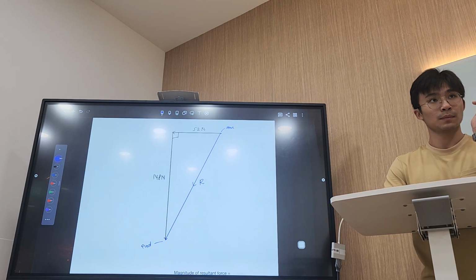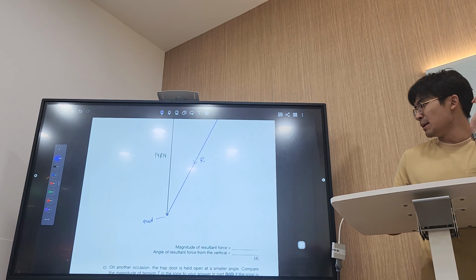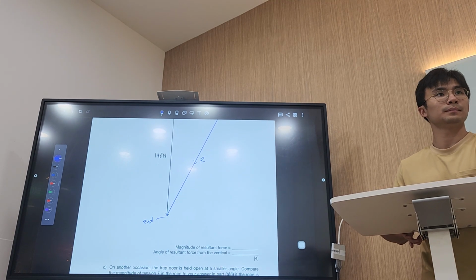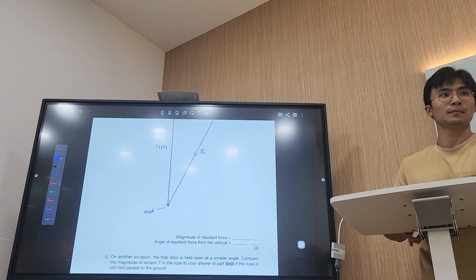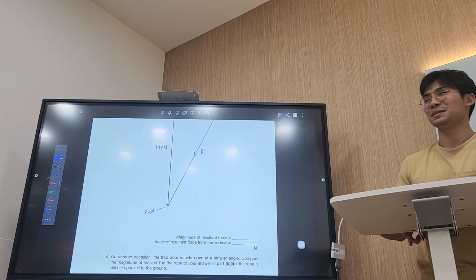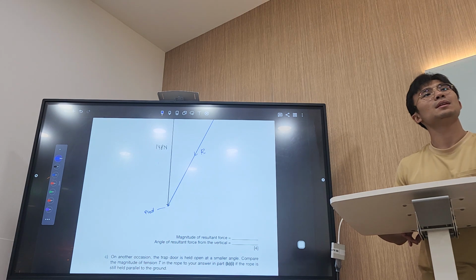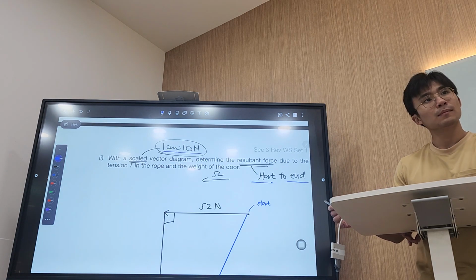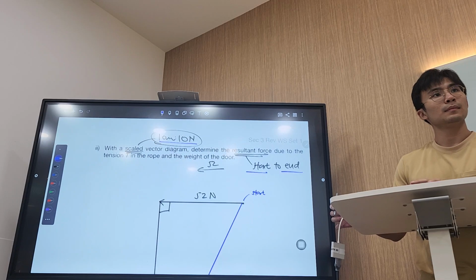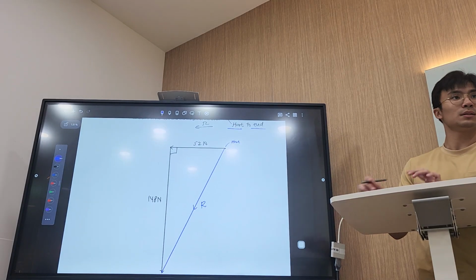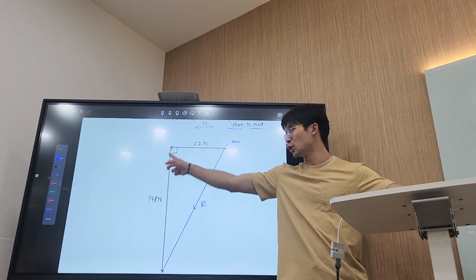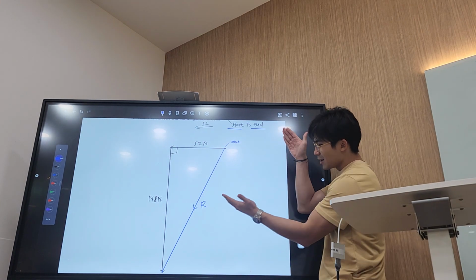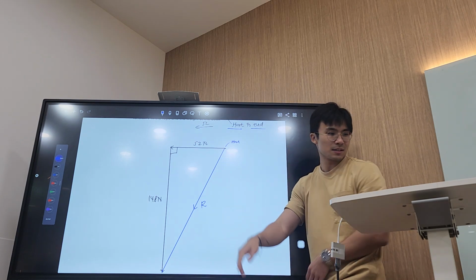Are we clear? Okay. If we are clear, what's the magnitude of the resultant force? It's not calculated, it's not in the question. You have to use your diagram. Make use of your skills, same scale. You take your ruler. You've got 5.2 and 14.8, right? You take your ruler and measure how long this is. How long is it?